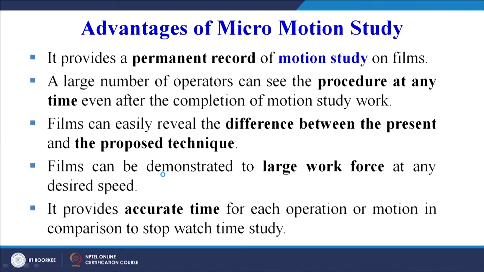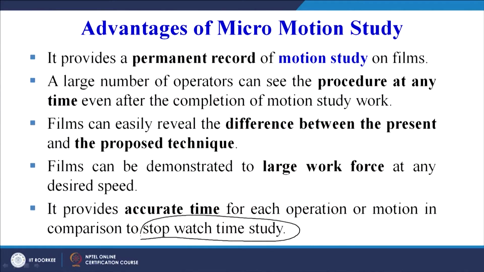Films can be demonstrated to a large workforce at the desired speed. So if we have the film, we can show it frame by frame and train our workers accordingly. It provides accurate time for each operation or motion in comparison to the stopwatch time study. I am not emphasizing this point right now, because first we need to understand what we mean by stopwatch time study, and then compare it with the filming technique. So when we go to work measurement, we will try to understand what a stopwatch time study technique is and how it is different from the filming technique.